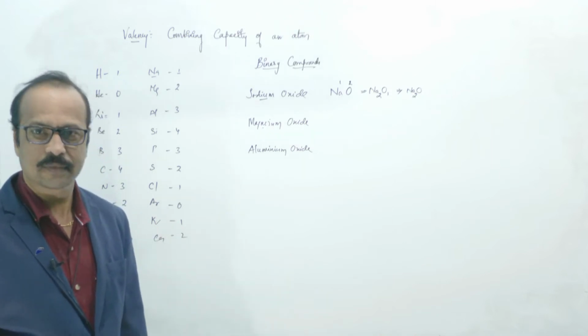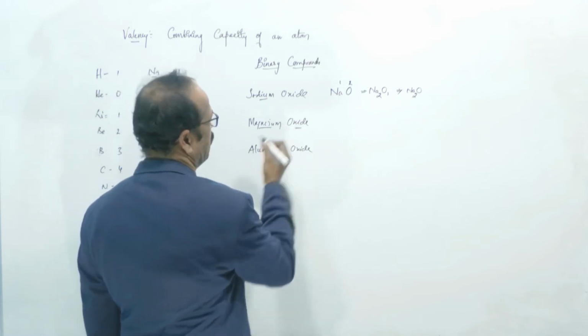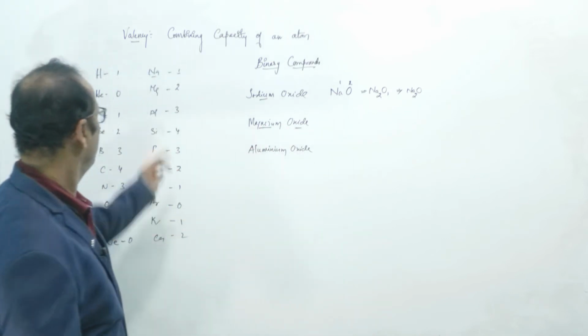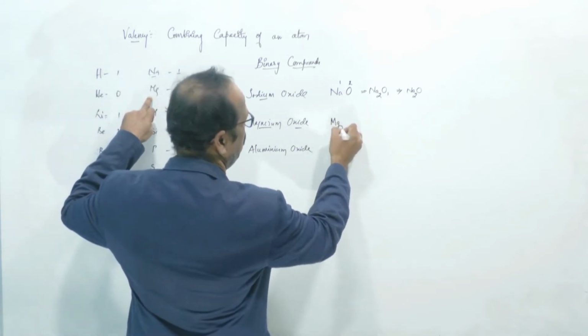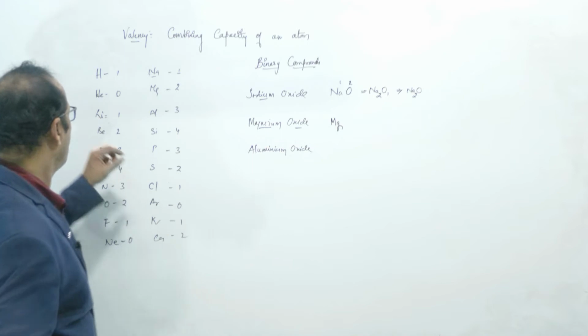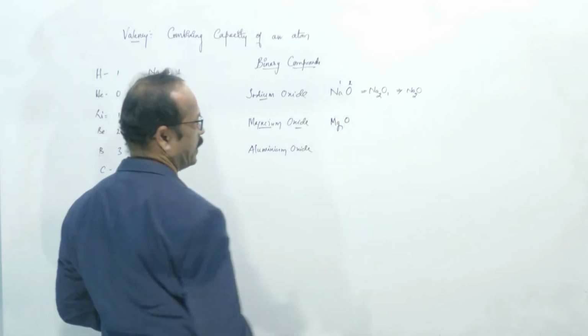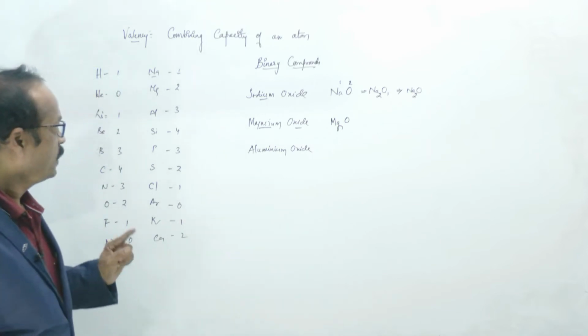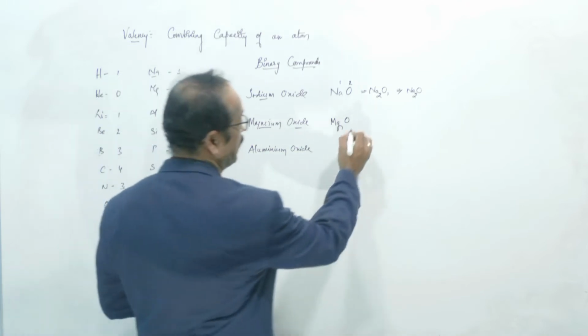Clear? Right? Now I'll give one more. So magnesium oxide is there. Magnesium symbol is what? Mg. So I'm writing Mg. And oxygen symbol is what? O. So I'm writing O. Right? Now see the valencies. This first step is correct. Now go to the second step. Second step is what? Writing the valencies.